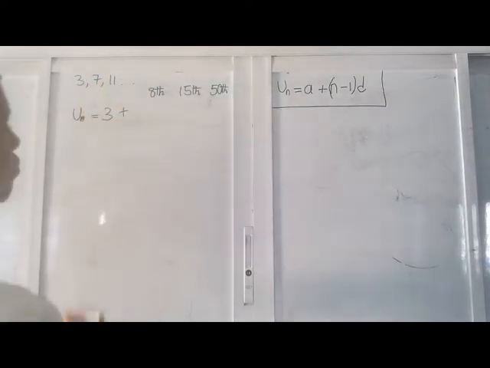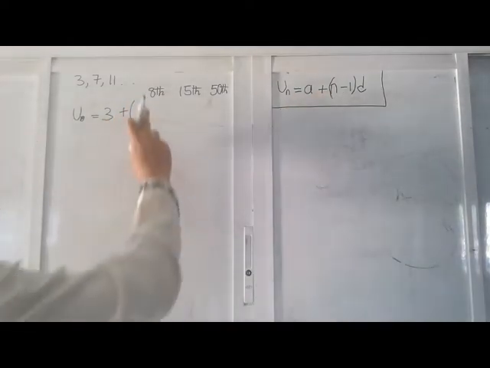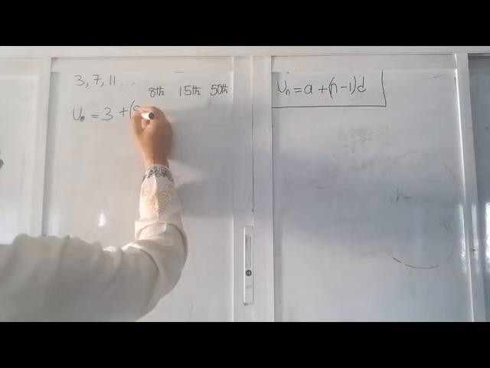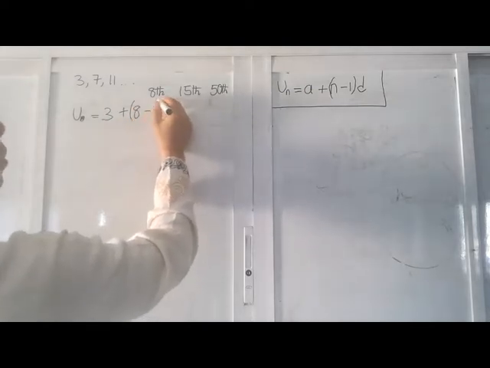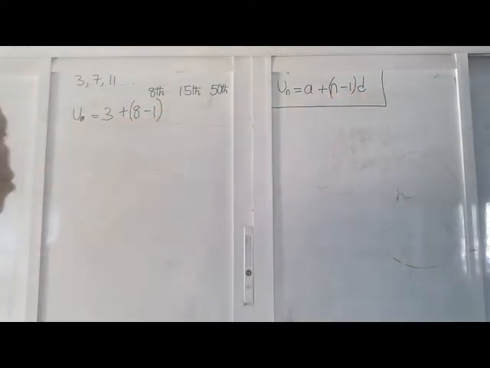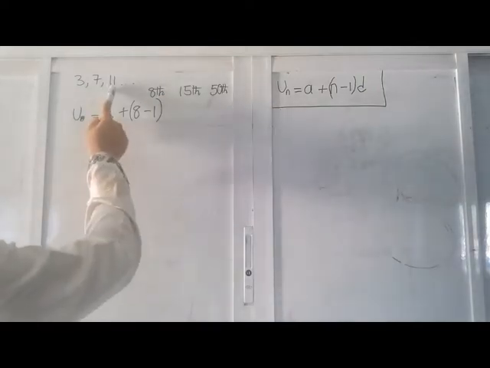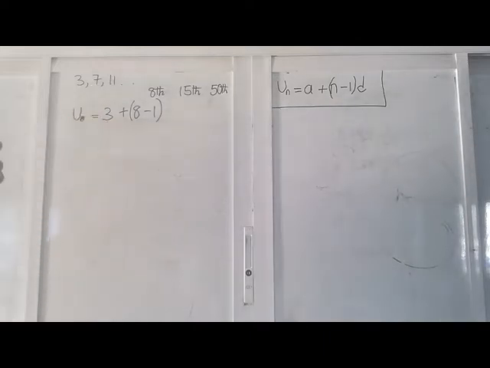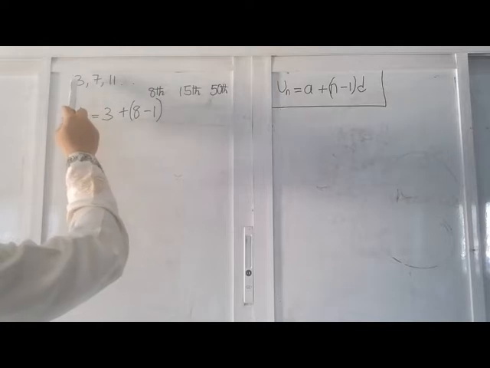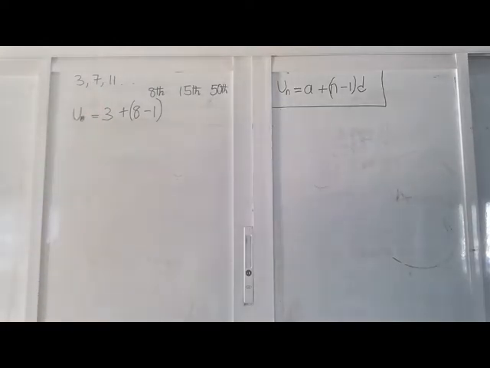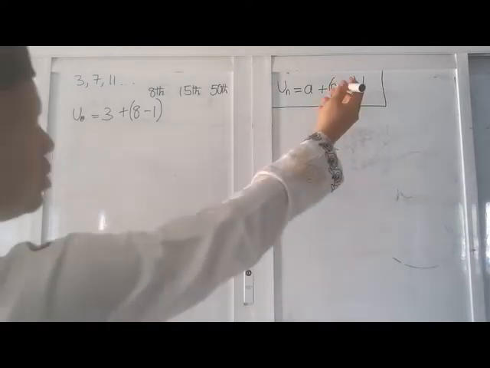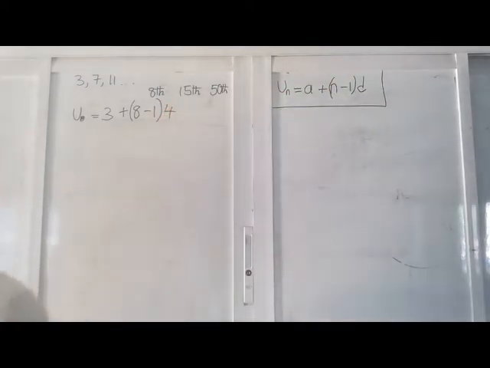plus, open bracket, the n is the term we are looking for, which is the 8th term. So we have our 8 minus 1. The D is the common difference. And how do we get the common difference? When you say 11 minus 7, it will give you 4. 7 minus 3 will also give you 4, which means that the common difference is 4. So for our D, we represent it with 4.